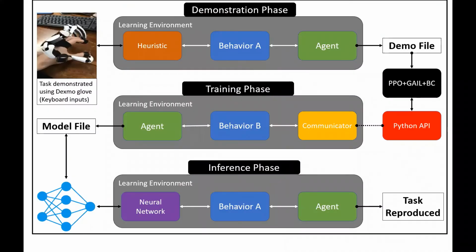The result of the training phase is a TensorFlow model file. This contains the learned policy and represents a neural network. This neural network is now used to provide the agent with the optimal behavior actions to reproduce the task demonstrated during the demonstration phase. I'll go ahead and show the inference phase now.